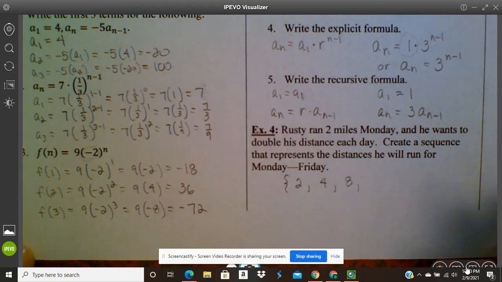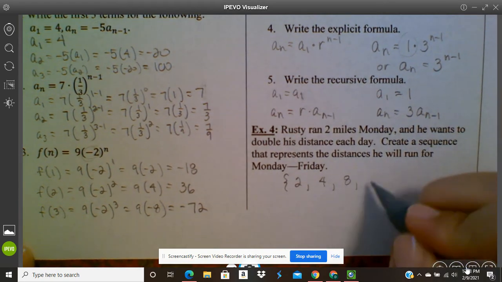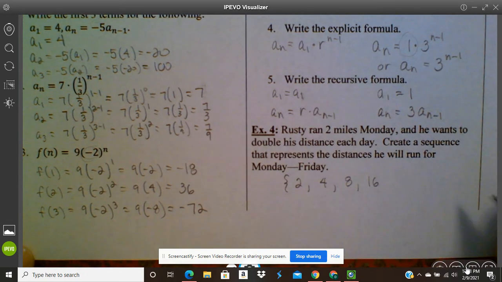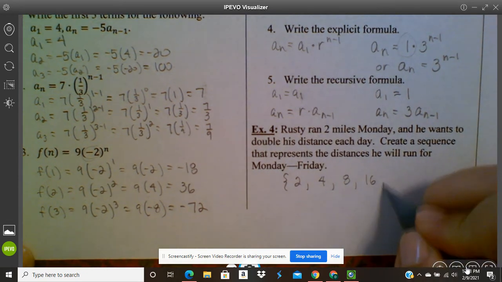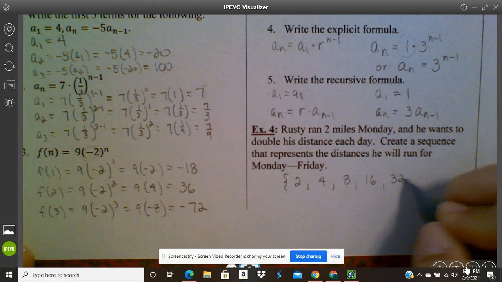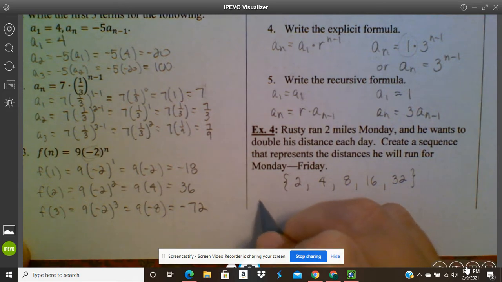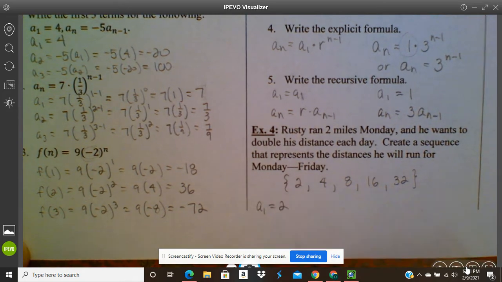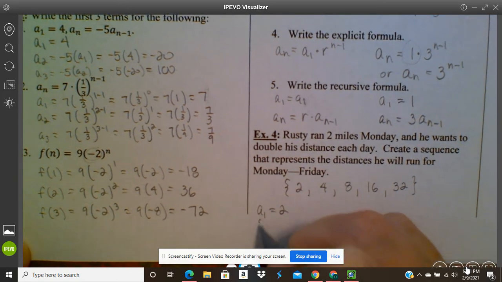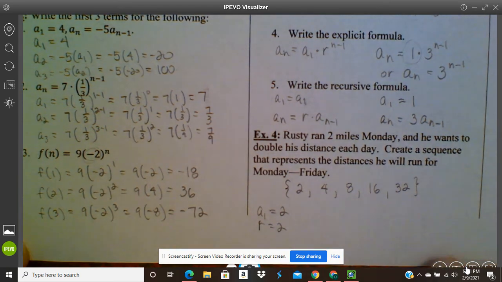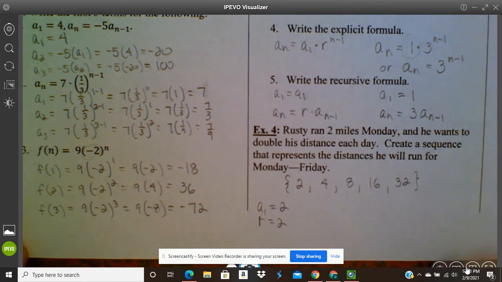Good night, Rusty. On Thursday, he runs double of Wednesday. And then on Friday, whoa, he's going to run double of Thursday. So notice here, my first term is 2. My ratio also happens to be 2 because we're multiplying by 2 as we go.